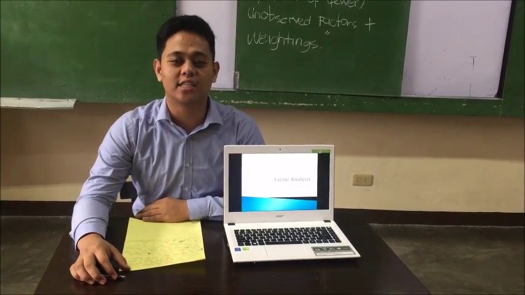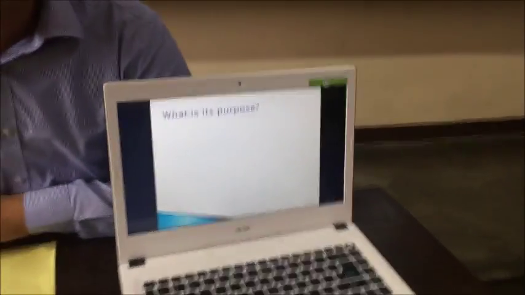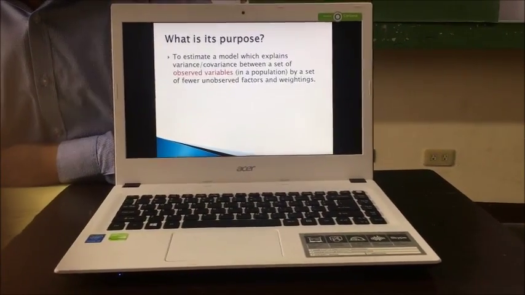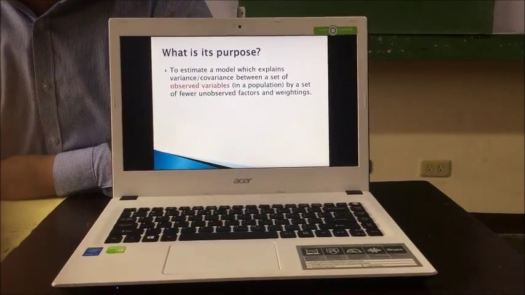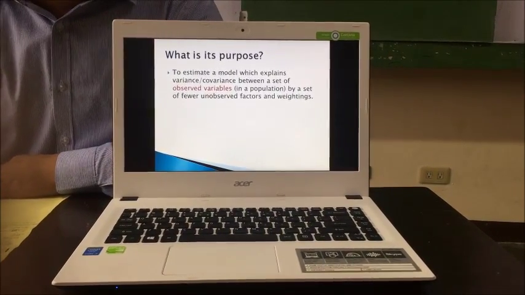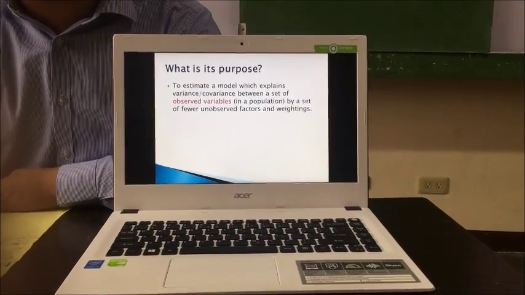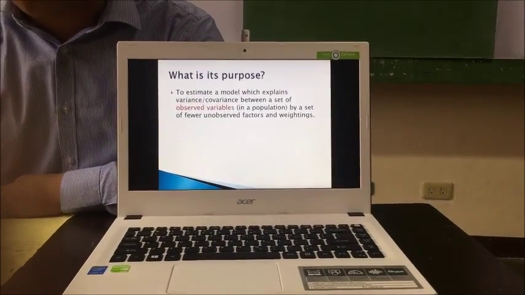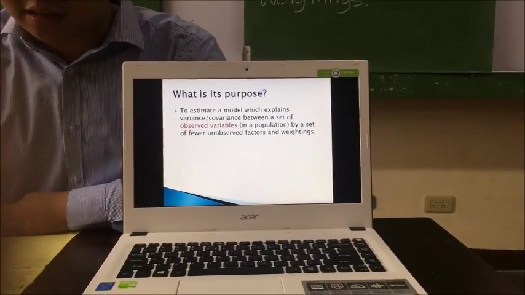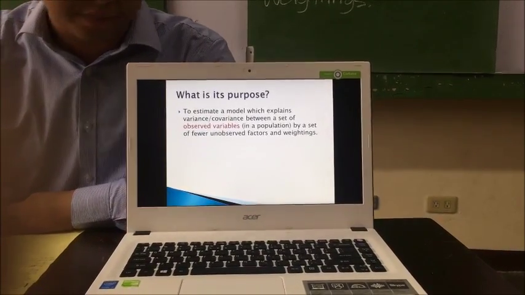Today, we will discuss an introduction about factor analysis. So the idea is that we may have a set of observed variables. These are variables which we may have data on. What we're trying to do is to explain the variance and covariance between the set of these variables. These observed variables are typically affected by a smaller set of unobserved variables.